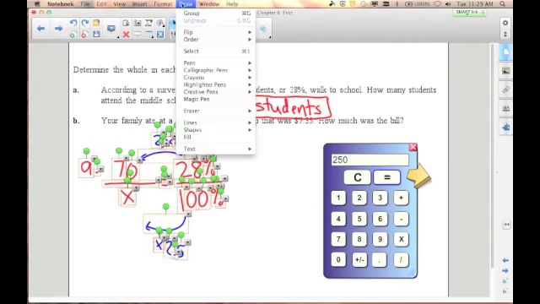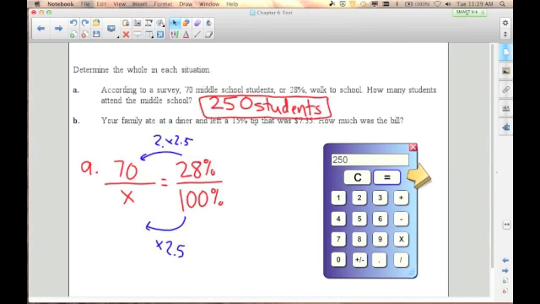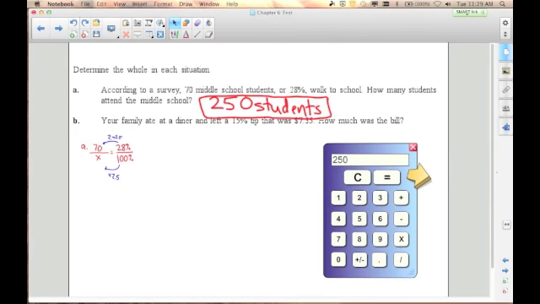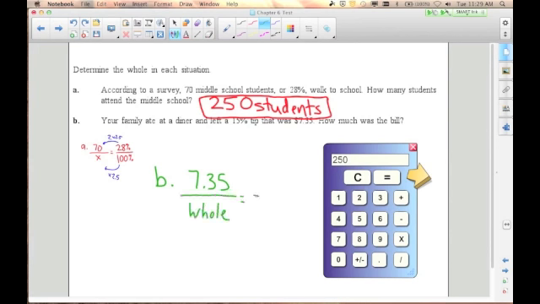Okay? So I can do the same thing with the next one, but I'm going to do it a little bit differently this time. For the next one, I can set it up the same way as the last one, and it would work, but I'm going to do it differently. So I have $7.35 is the part, the tip over the whole. The part is equal to 15%. The whole would be 100%.